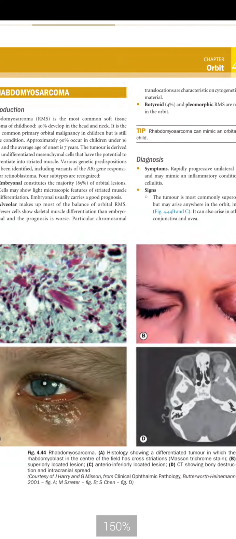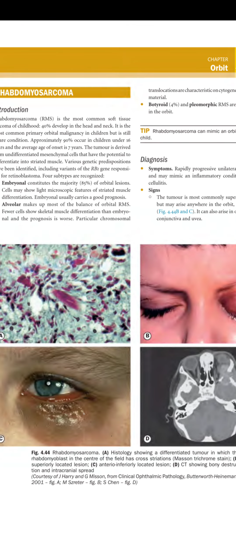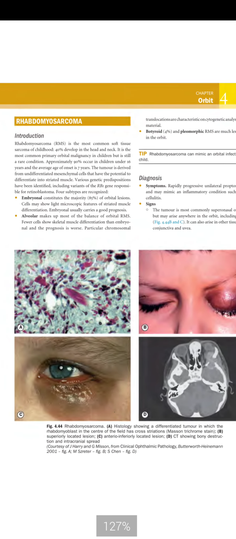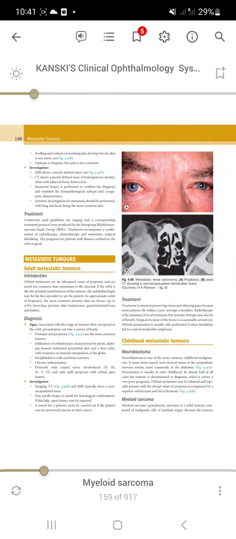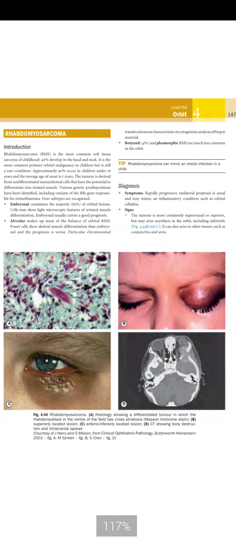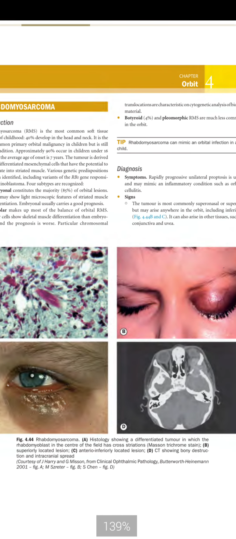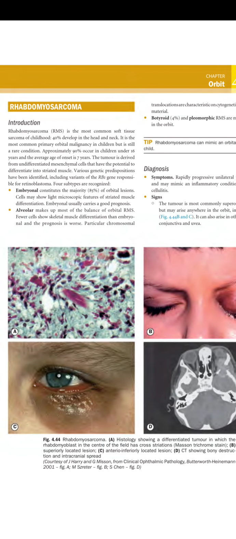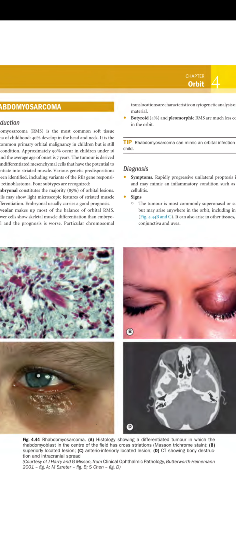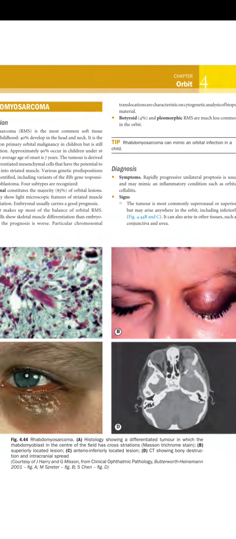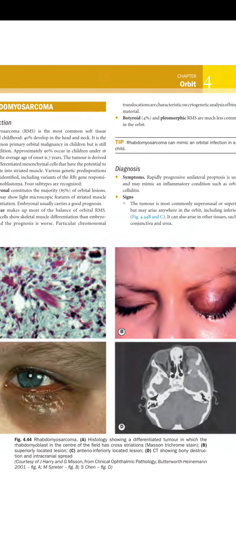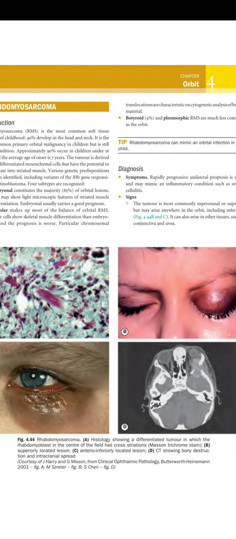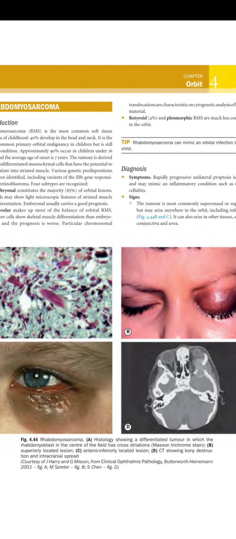So these are the pictures. A is showing histopathology, showing a differentiated tumor in which the rhabdomyoblast in the center of the field has a cross striation, Masson trichrome stain. B is showing the superiorly located lesion. C is showing an anterior-inferiorly located lesion. D is showing the CT scan showing bony destruction and intracranial extension. So these are the tumors.